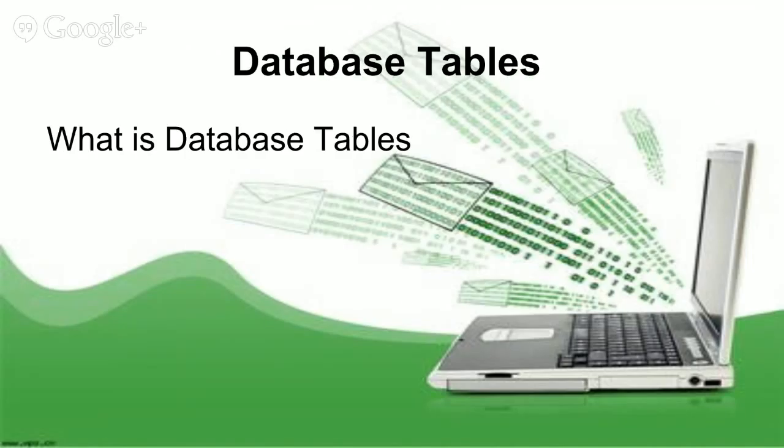A database table is one basic form to store the information. Just like Excel tables, a database table consists of columns and rows. Each column contains a different type of attribute, and each row corresponds to a single record.